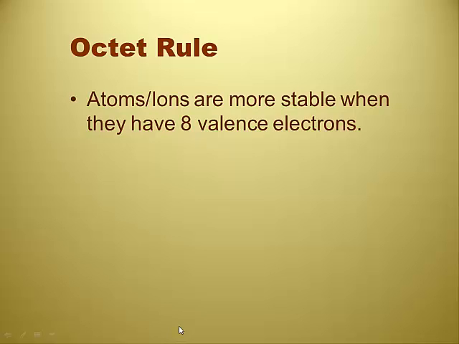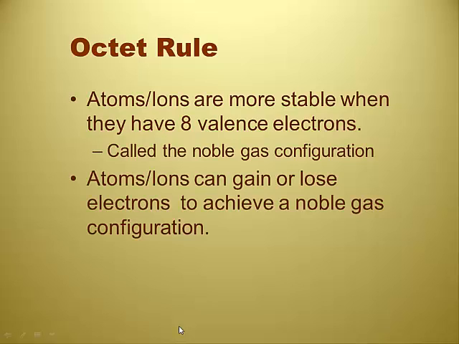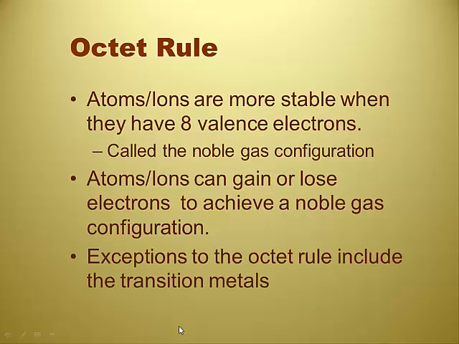So the octet rule is pretty simple. Atoms and ions are more stable when they have 8 valence electrons. So that's 8 outer electrons. Sometimes this is called the noble gas configuration. Atoms and ions can gain or lose electrons to achieve a noble gas configuration. There are exceptions to this octet rule that include the transition metals. So we talked about how they were a little funky before. And hydrogen and helium. Actually, beryllium too. There are a couple of exceptions, but for most atoms.